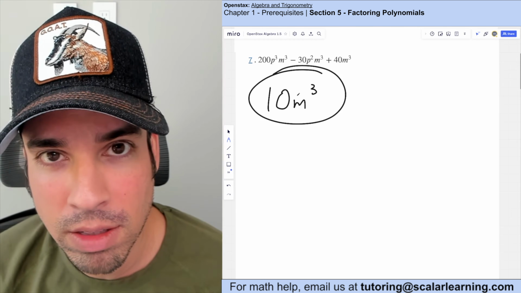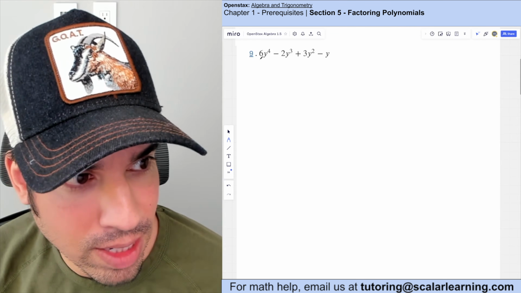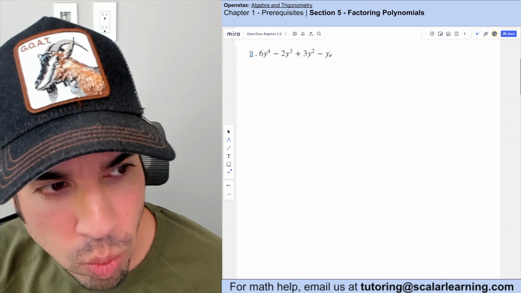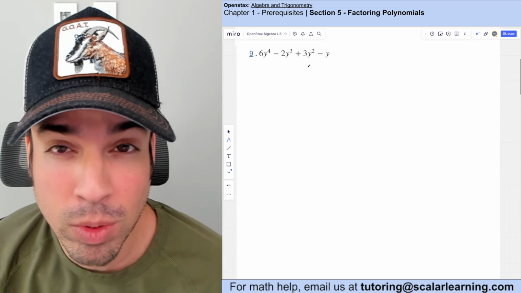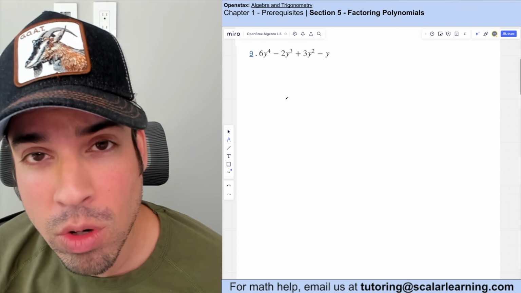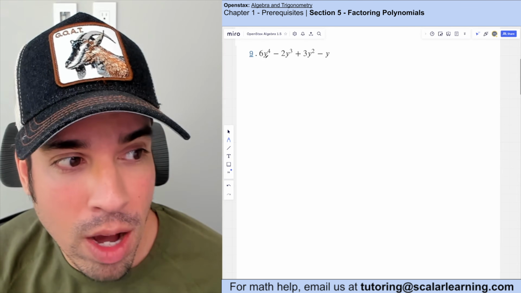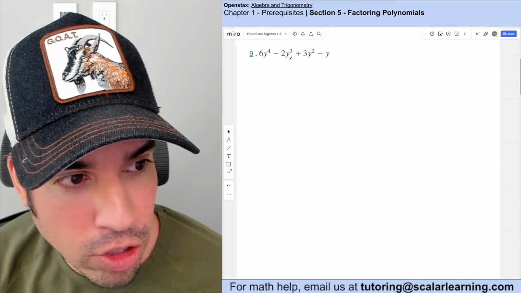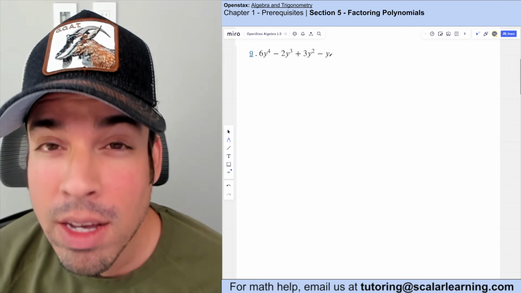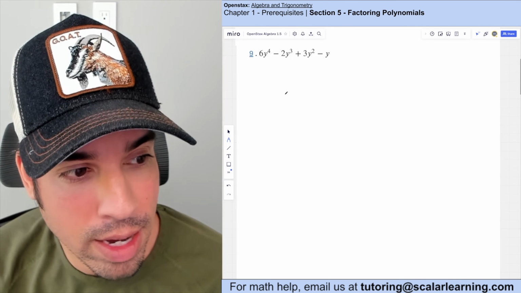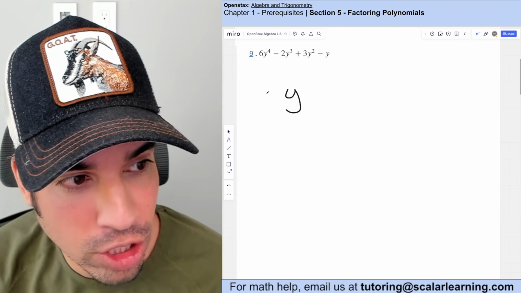Boom, done. So first, when I look at the coefficients, I've got a 6, a 2, a 3, and a 1. I don't see anything in common with those except for a 1, so there's no coefficient GCF. Then when we talk about the y's, I've got y to the fourth, y cubed, y squared, and a y. So they all have a single y in common, which means y is the GCF.